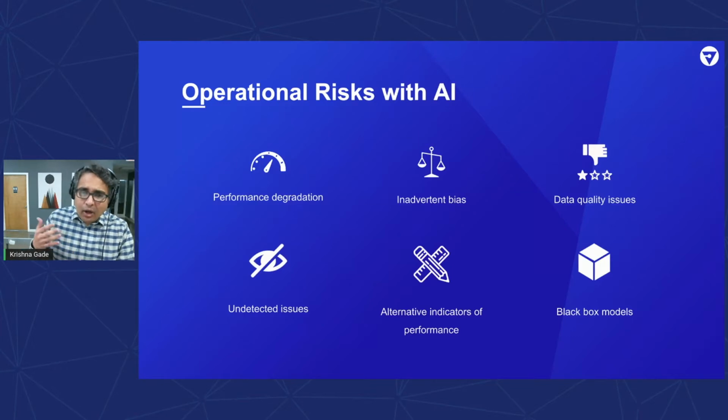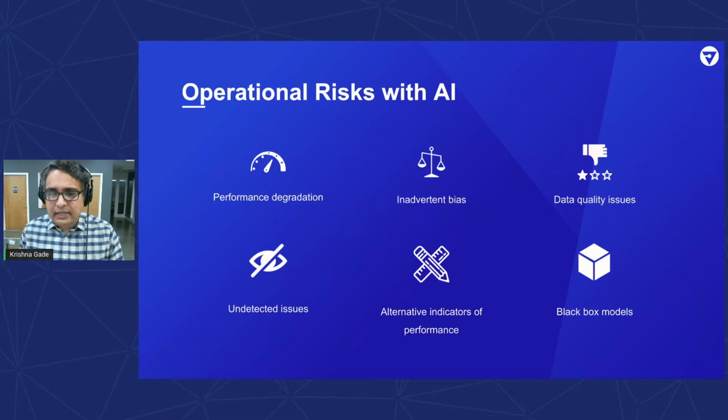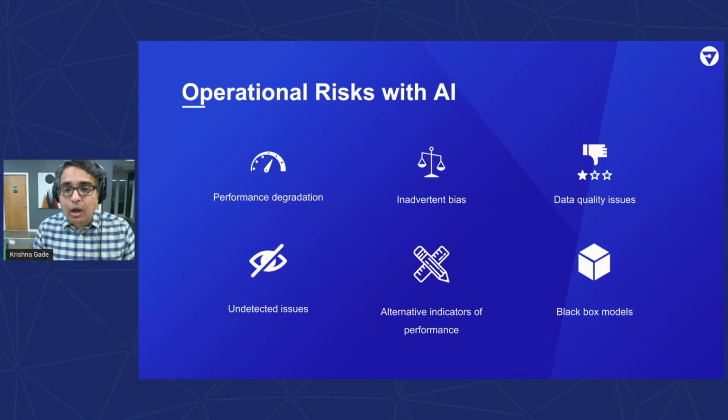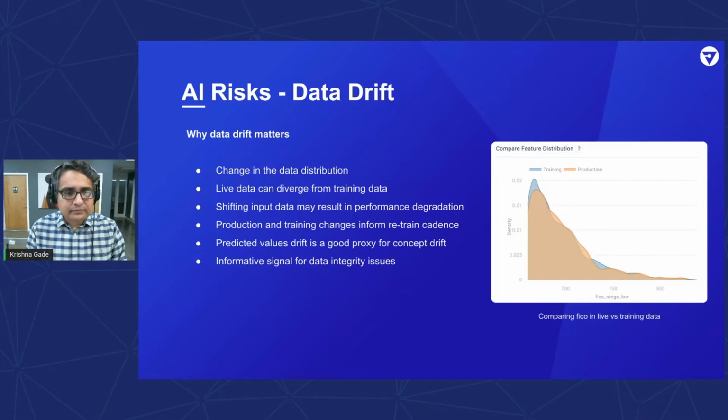So the operational risks around deploying AI are becoming more and more significant nowadays: performance degradation, bias introduction, data quality issues, not being able to look into how the model is performing and why it is performing the way it is, and not having alternative indicators of performance such as drift. All of these things make an ML operations team look for solutions in terms of how to do it. So let's dive a little deeper into each of these issues.